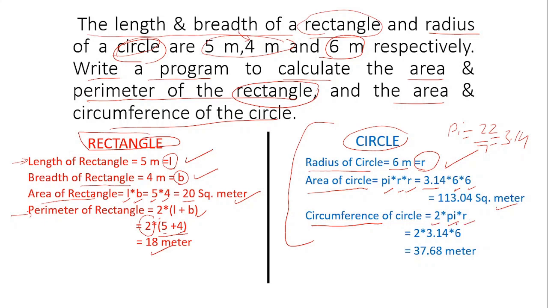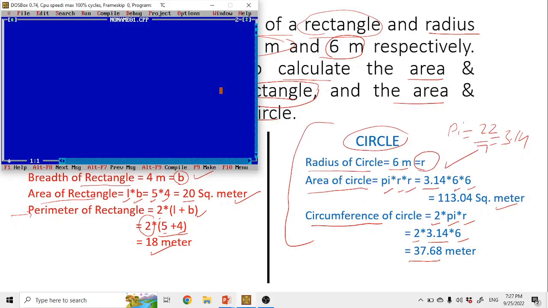Next we have to find the circumference of a circle, which is given by the formula 2 into pi into r. So we will write 2 pi as 3.14 and r as 6 meter, and the answer will be 37.68 meter. So now we will try it on our C platform. So go for a new file.